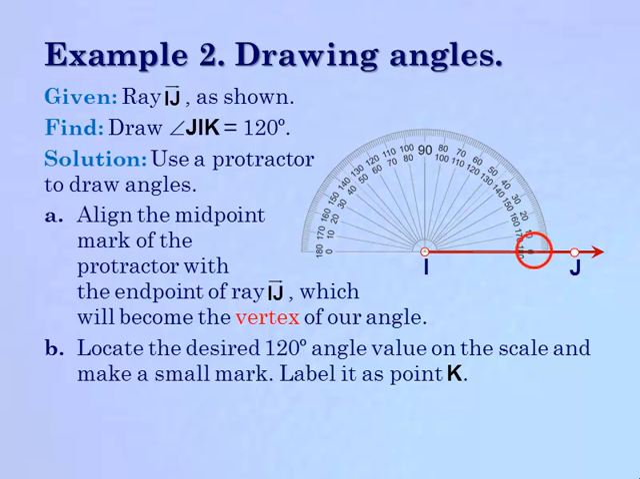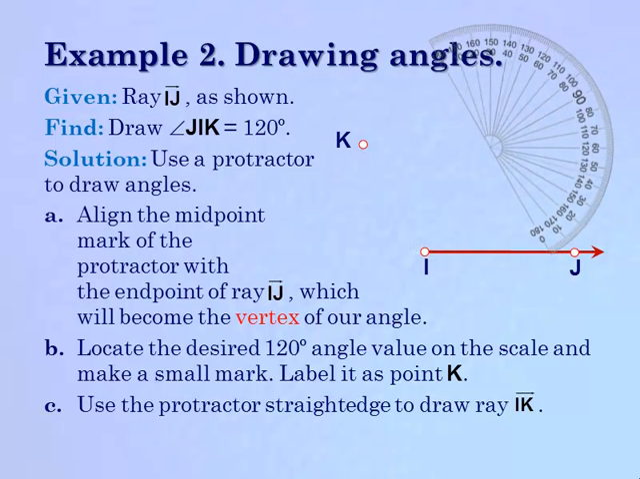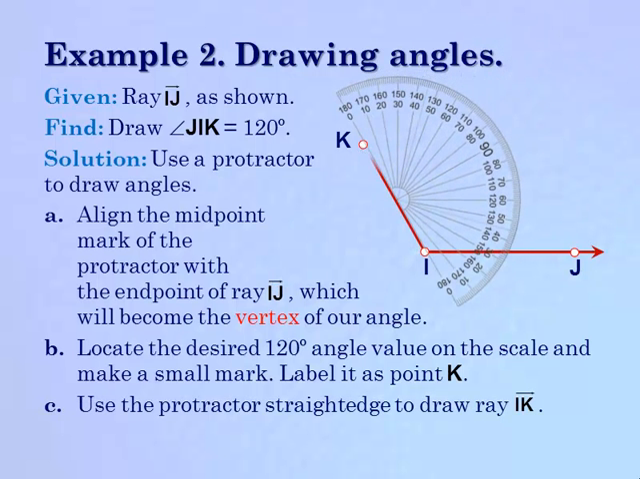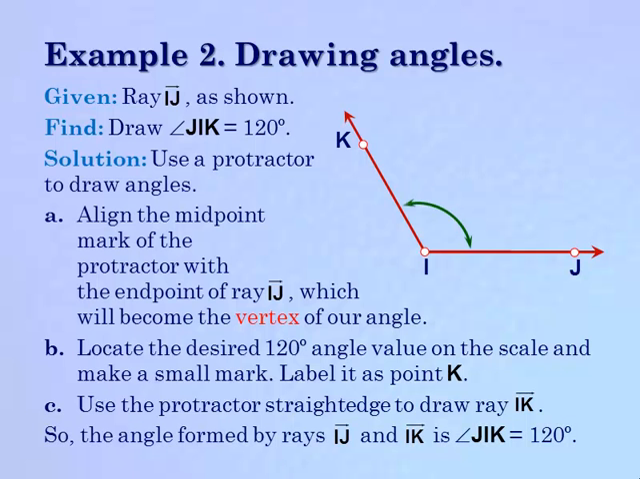What we need is a 120-degree angle. So we need to come all the way over to 120 degrees and put the dot right there and label it point K. Now we're ready to draw a straight line that joins I to K, and you can use the edge of your protractor to do that. And there you've got it, angle JIK, 120 degrees.